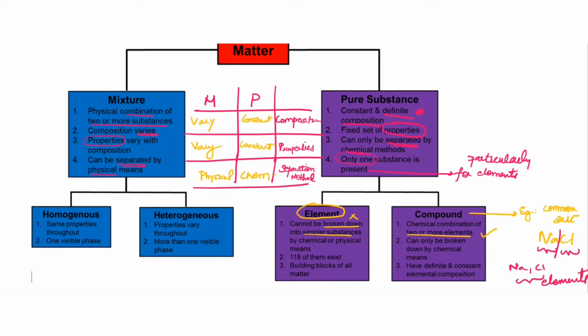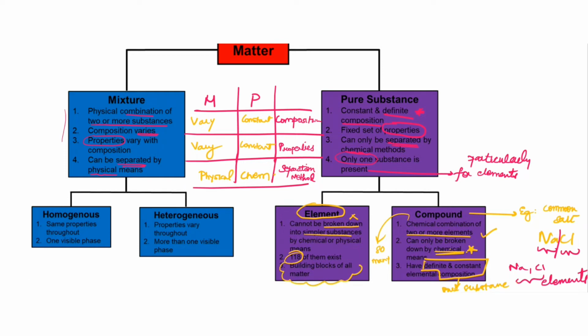All right, there are 118 elements present, and we know there are n number of compounds that can be formed. So how do we define an element? An element is the building block of all matter. This is the basic definition. And a compound has definite and constant elemental composition. This is the basic definition of a pure substance. When we take NaCl, that is common salt, we can break it down into sodium and chlorine, that is the constituent elements. How? By means of chemical methods only.